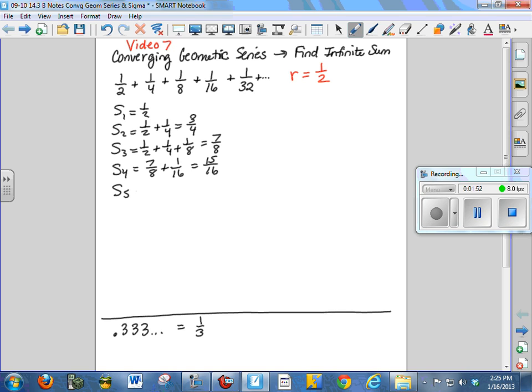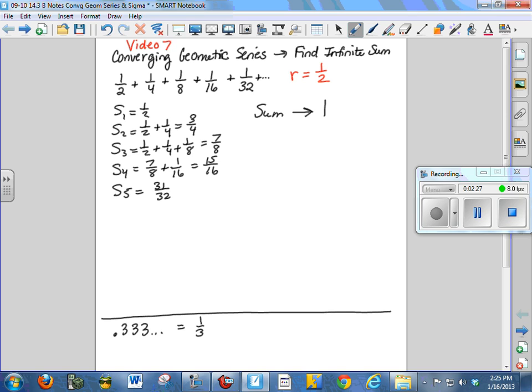S sub 5, if we go through the same process, is equal to 31 over 32. You can check that out for yourself. So notice we have 1/2, 3/4, 7/8, 15/16, 31 over 32. If I asked you, what do you think will happen when we keep adding more and more terms? This number appears to be getting closer and closer to 1. So the sum is approaching 1, at least that's what it appears to be.